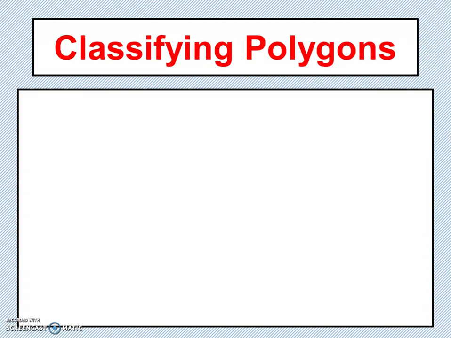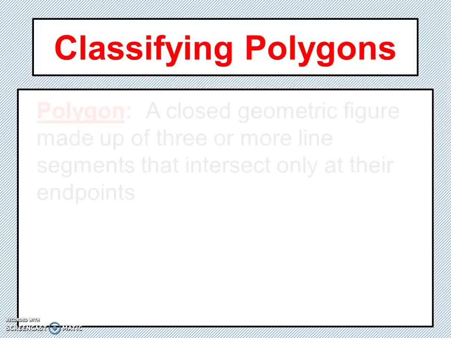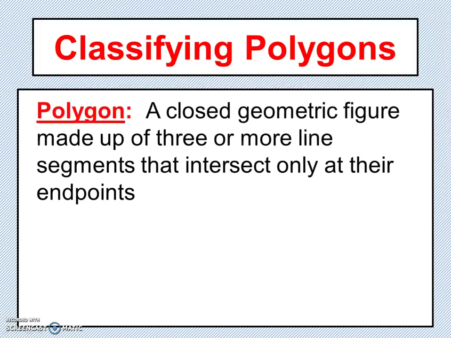So we're going to review classifying polygons. So first you need to understand what a polygon is. A polygon is a closed geometric figure made up of 3 or more line segments that intersect only at their endpoints.